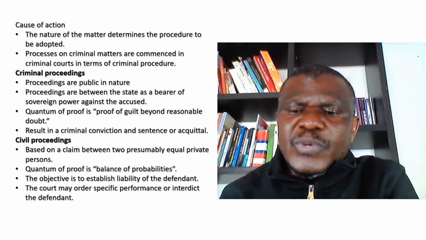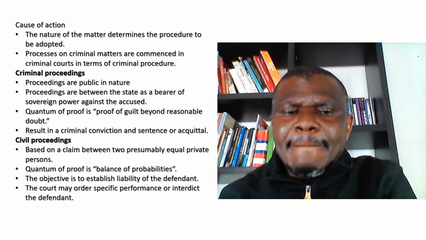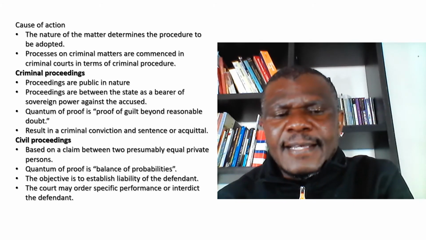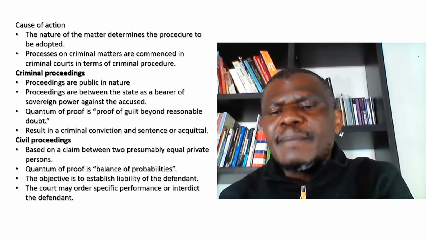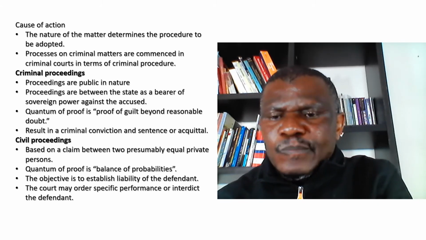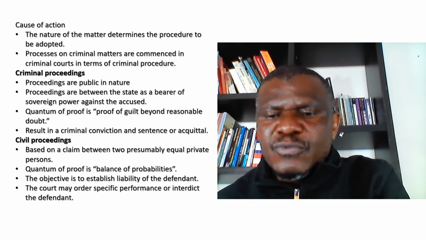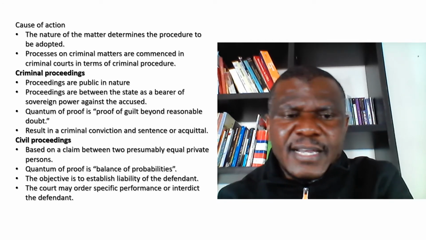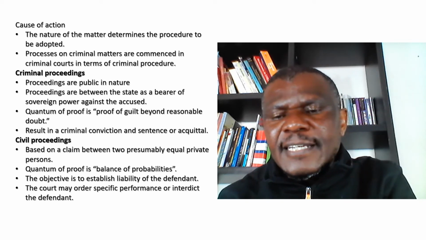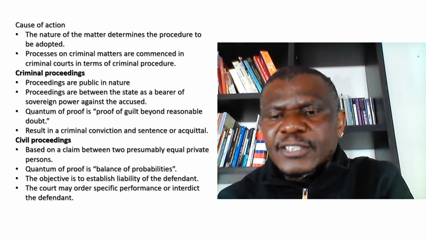And as we alluded to earlier on, the quantum of proof is a balance of probabilities in civil matters. And then the objective is not to establish guilt, but to establish liability of the defendant. As for the terms, we are going to discuss them in one of the coming slides. Whether, like we have said, we have a guilty defendant, no, the answer is no.